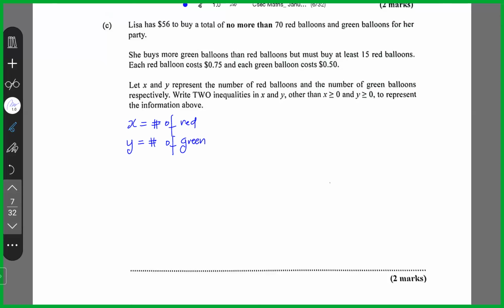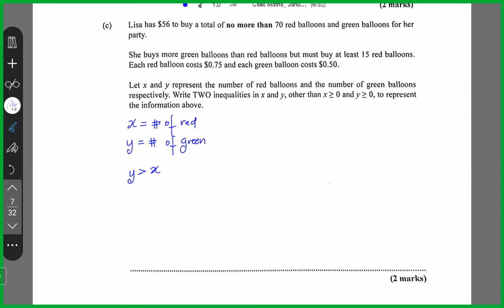Write two inequalities in X and Y other than X is greater than 0 and Y is greater than 0 to represent the information above. We probably could write more than two. I'll just write what I believe from reading this. Remember, she says she must buy more green balloons than red balloons. So Y must be greater than X. That's one inequality.